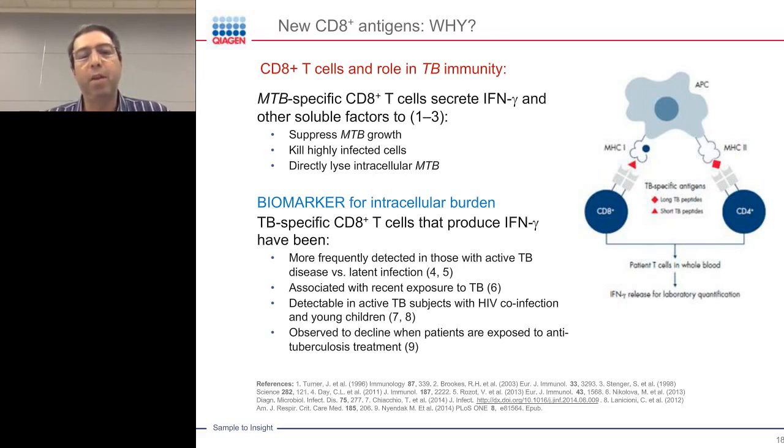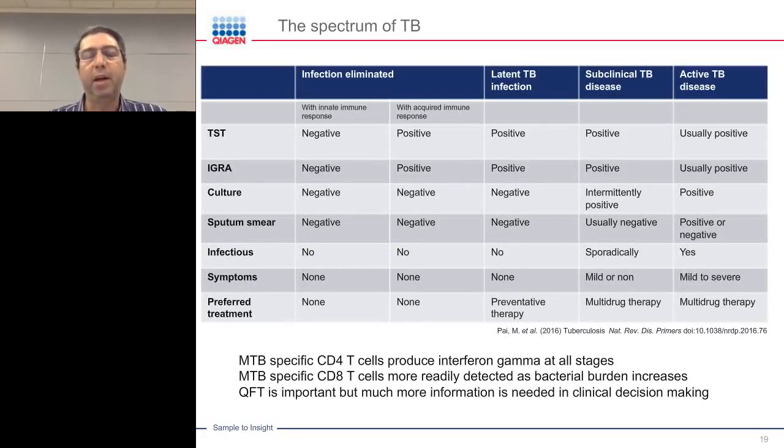And this is why when they've been studied, they've been more frequently detected in those later stages of infection when bacterial burden is increased, such as in the setting of active disease, and also early when that bacteria is replicating before the immune response is able to get on top and control it. And then, not surprising, where the CD4 T cells have been compromised, such as in the setting of HIV, they've also been more readily detected. And in young children, they also seem to have a very special role in the immunology of TB. Because they are a biomarker for intracellular burden, they've also been noted to decline once people are on treatment, indicating that the bacterial burden is being reduced.